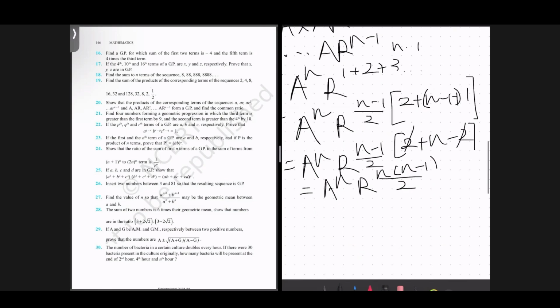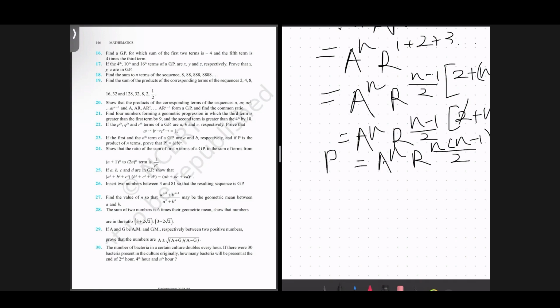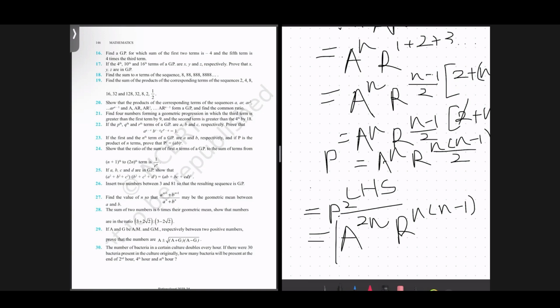When you square this up, this is p, the product of n terms. In the LHS, we have been given p squared. So for the LHS, you have p squared, and when we square this up, you get a squared into r raised to n into n minus 1. Correct? So this is your LHS.